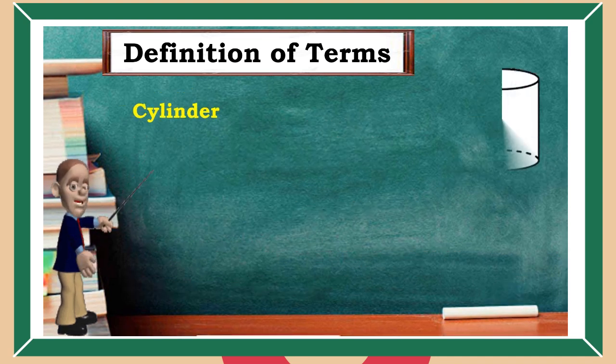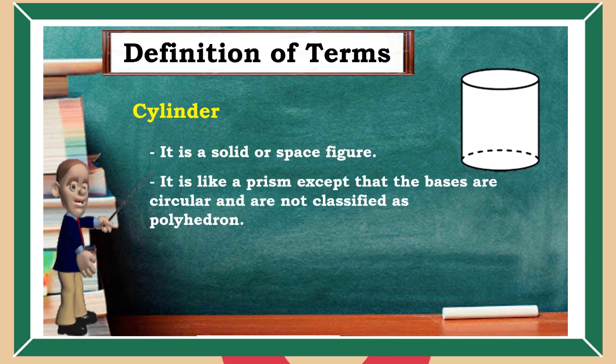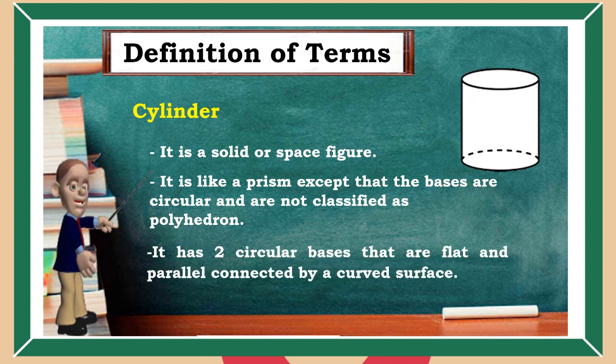Cylinder. It is a solid or space figure. It is like a prism except that the bases are circular and are not classified as polyhedron. It has two circular bases that are flat and parallel, connected by a curved surface.